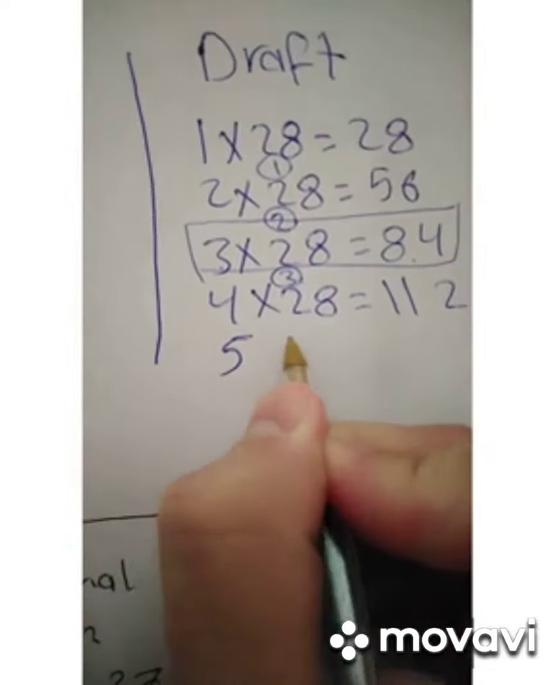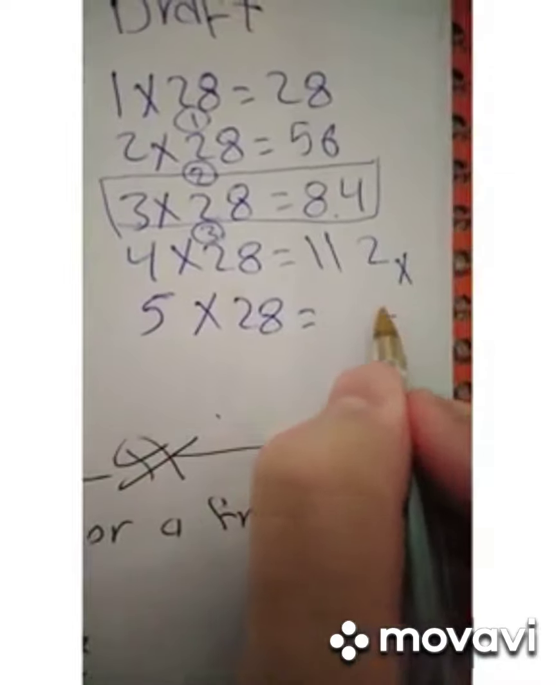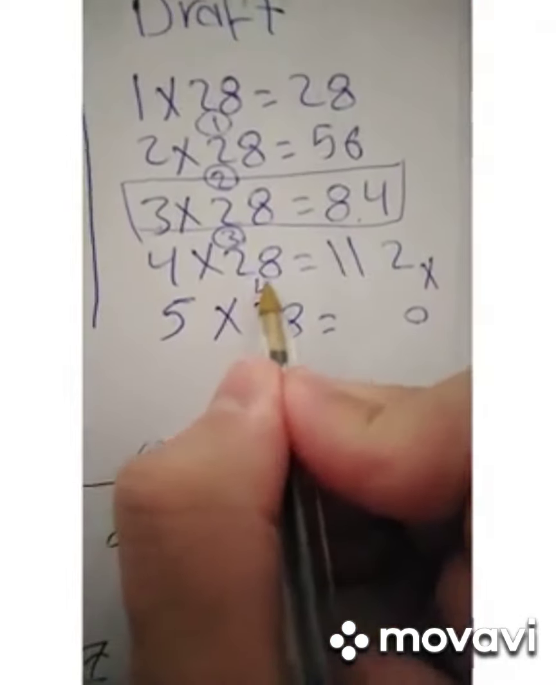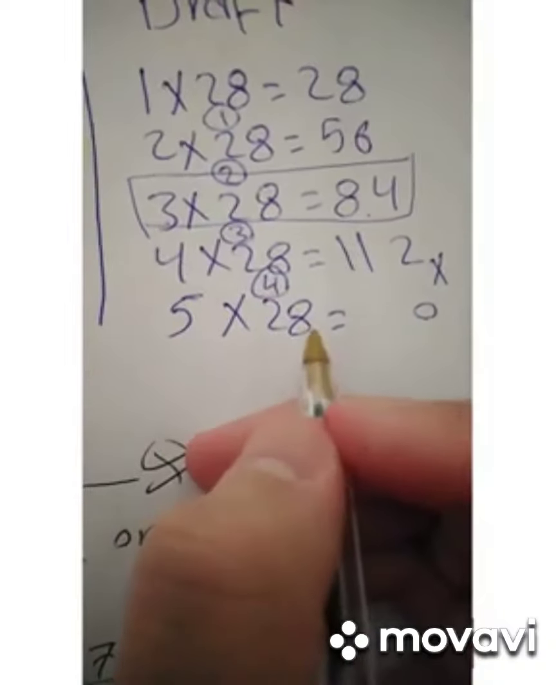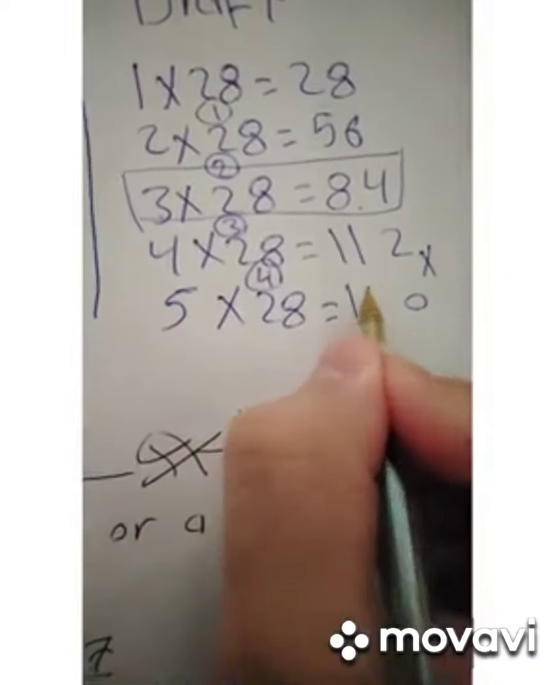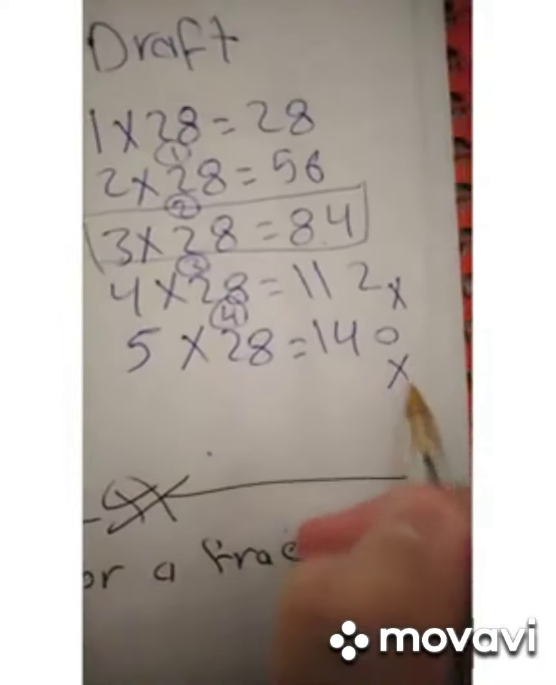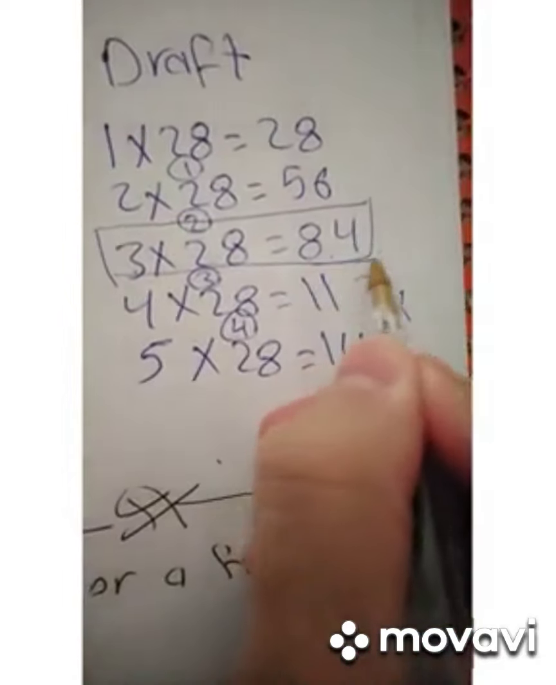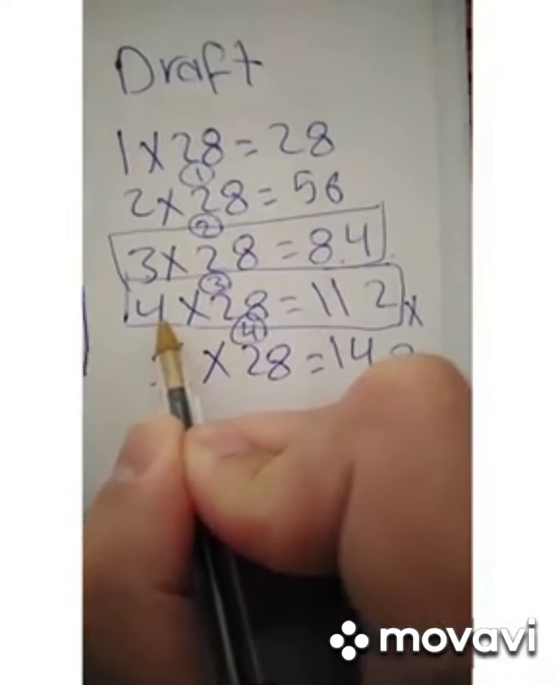5 times 28 equals, 5 times 8 equals 40. Put 0 and carry 4. 5 times 2 equals 10 plus 4 equals 14, so 140. Oh, it's greater than 138. So stop here and take the previous step. What is our quotient now? Yes, our quotient is 4.